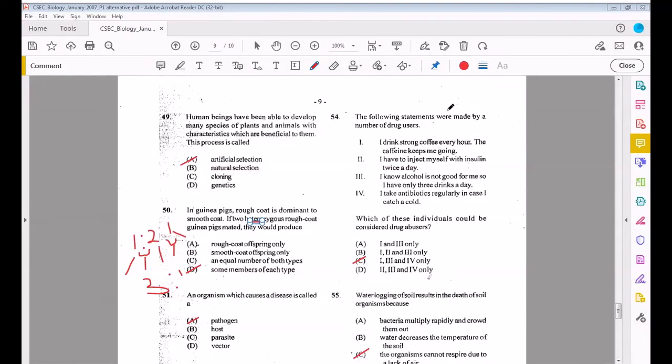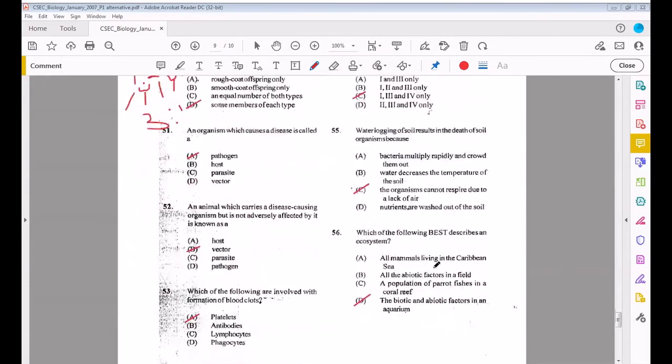54. The following statements were made by a number of drug users. So we saw this in the previous paper that we did. The answer is C, 1, 3, and 4. This person who is taking insulin has to do it to make sure that they live, because their body cannot produce insulin or respond to the type of insulin that they are making. You do not have to take antibiotics for a cold or to make sure that you don't get a cold. So this one is also a statement that could be made by a drug user. So the answer is 1, 3, and 4, which is C.